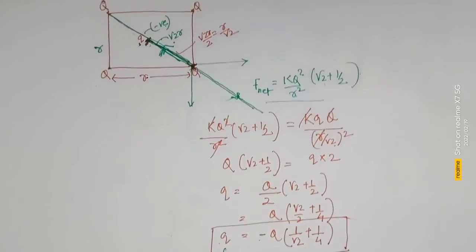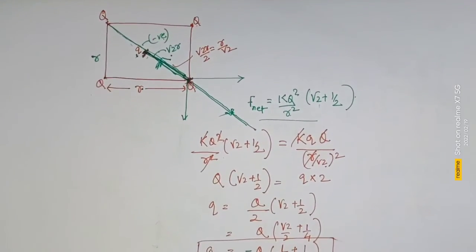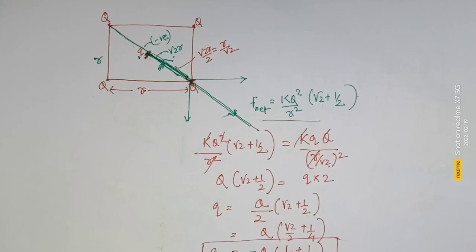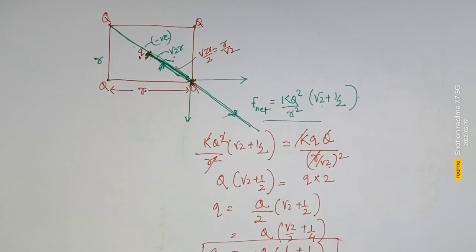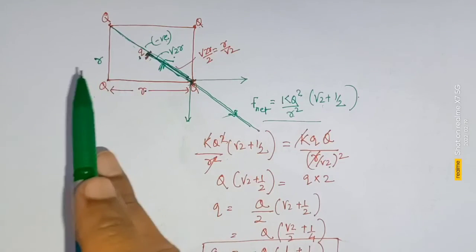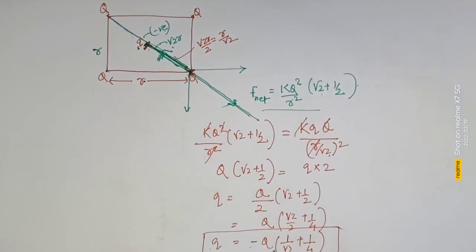I hope the scenario is pretty clear. Based on model 1, we discussed the net force on any of the charges. Based on model 2, we discussed, if the system is in equilibrium for symmetrical structures, how to find the nature and magnitude of the charge if you place this charge at the center. I hope the scenario is clear to all.